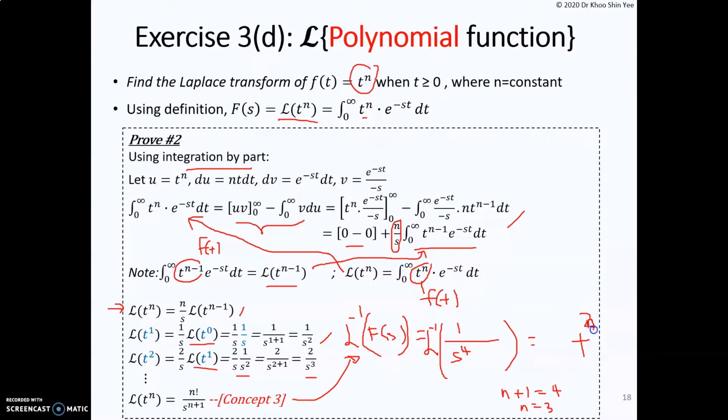So when you substitute 3 inside, based on this formula, t power of 3 will be 3 factorial divided by s power of 4. So at the bottom is correct, but at the top it will be 3 factorial. So what you need to do is, okay, divide the 3 factorial so that you get back 1 over s power 4 here. So at the same time, on the right hand side, you need to divide by 3 factorial also. So this answer is the answer for inverse Laplace transform for 1 over s power 4.